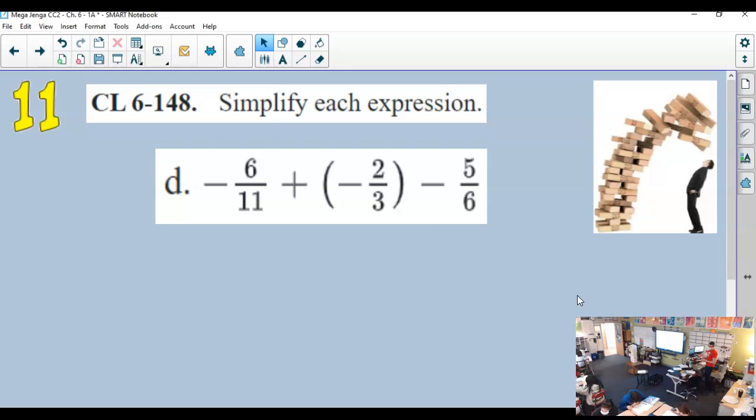This is on your paper. It's 148D, right? This is on your homework paper for today. It's 148D. What do you need before you can add or subtract fractions? Common denominators. This is one of the tougher problems, but it kind of makes sense that we're doing it together then.